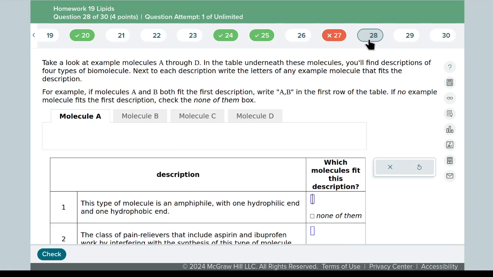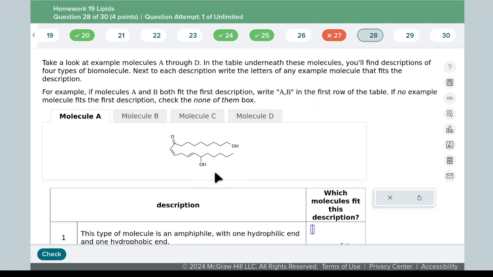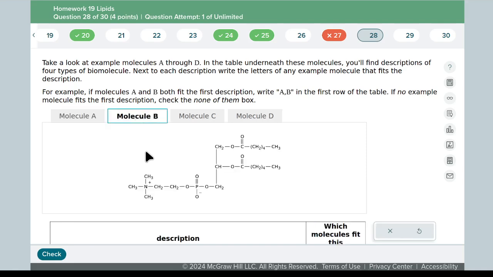This looks a lot like a prostaglandin, but it doesn't have that bond there making a ring. So this molecule is not going to be one that goes in the answer. Here, there's our glycerol, there's our phosphate, and there are 2 not very long chains, but 6 carbons, so this is a phospholipid.